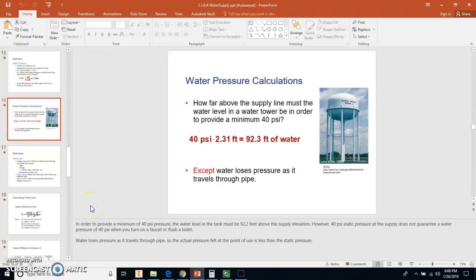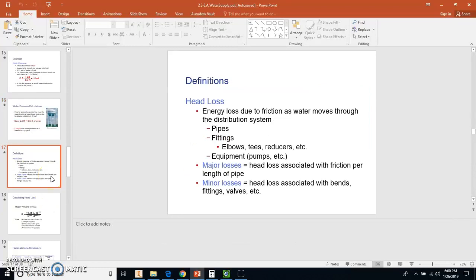So now we know what static head loss is, and that is, a reminder, the difference in height between the bottom of the water tank and the faucet or water meter at the location where your water is coming out of the tap. But we also have what's called a dynamic head loss.